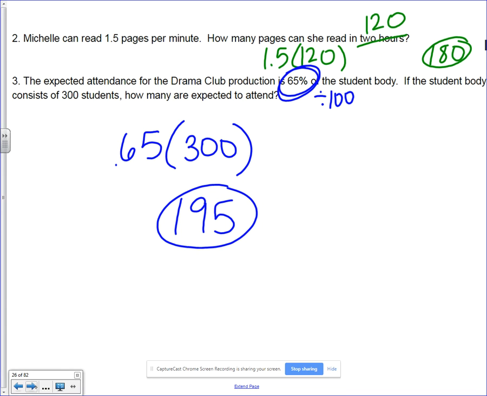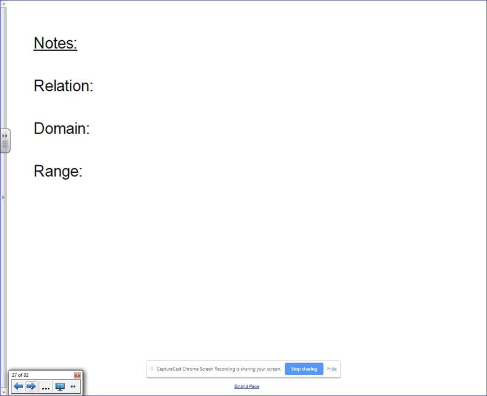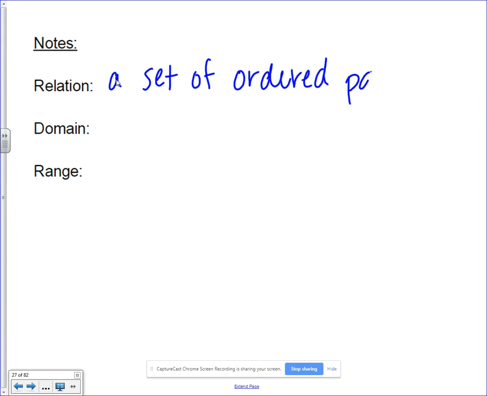Today we're going to talk about relations. Well, I've got to tell you what a relation is. No, I'm not talking about a relationship like boyfriend, girlfriend, mom, dad, aunt, uncle. No. We're talking about a relation. A relation is a set of ordered pairs. A set of ordered pairs.